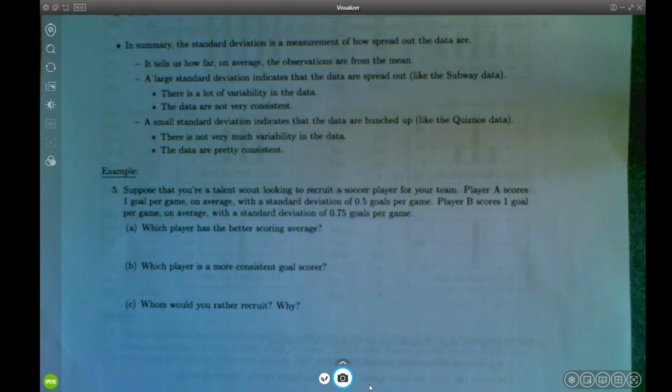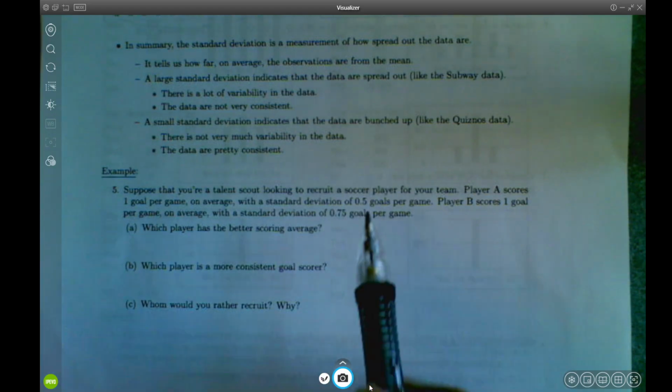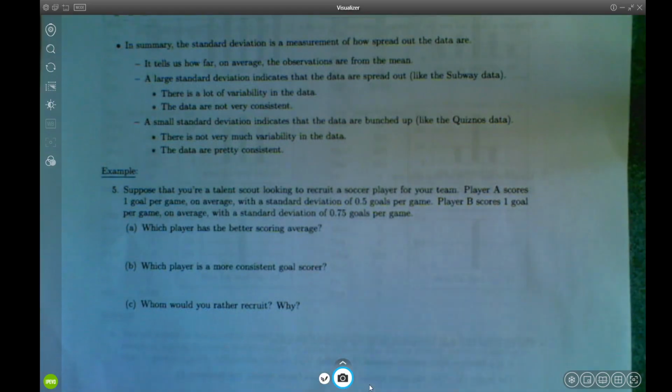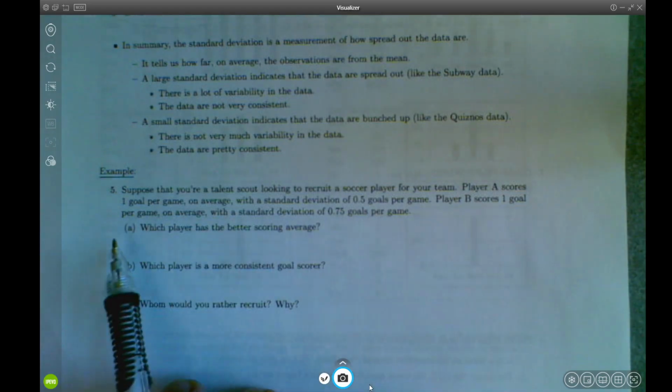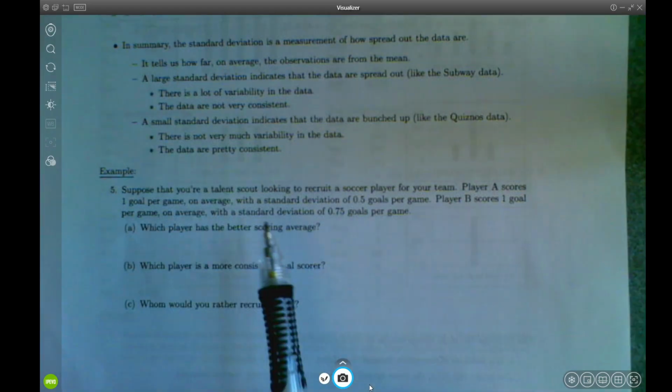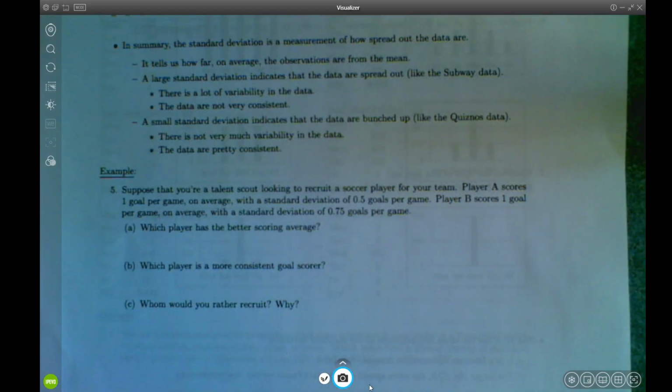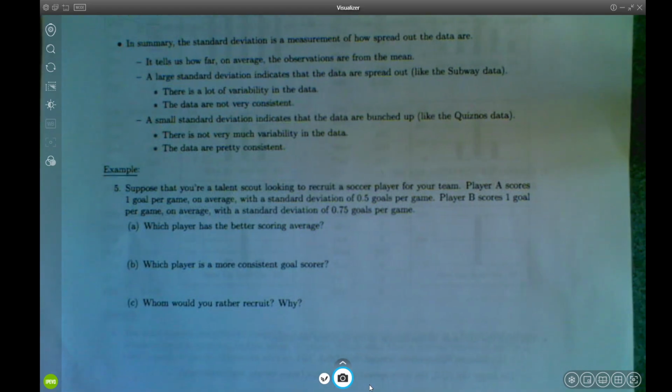Okay, so just to give one last example of that idea, suppose that you're a talent scout looking to recruit a soccer player for your team. Player A scores 1 goal per game on average with a standard deviation of 0.5 goals per game, and player B scores 1 goal per game on average with a standard deviation of 0.75 goals per game.